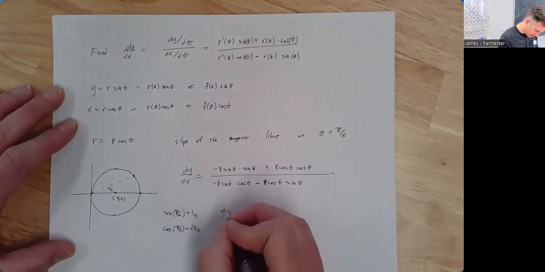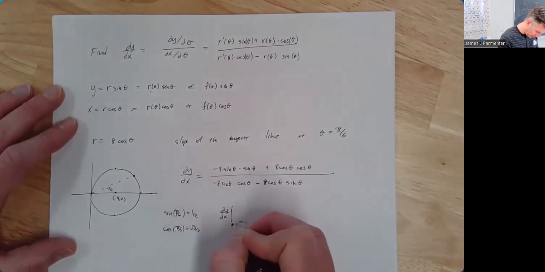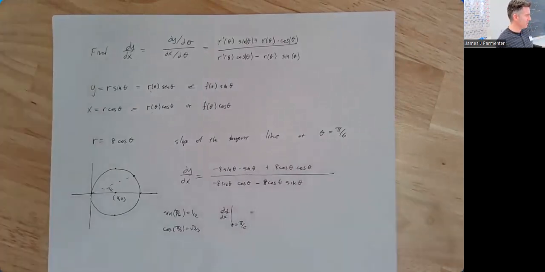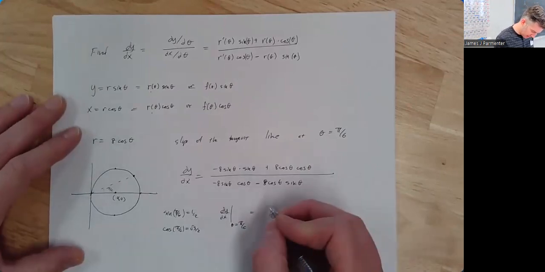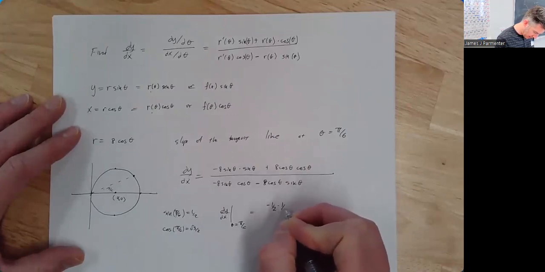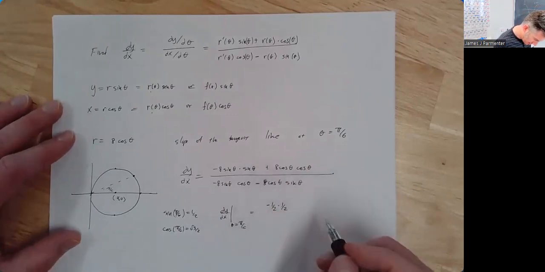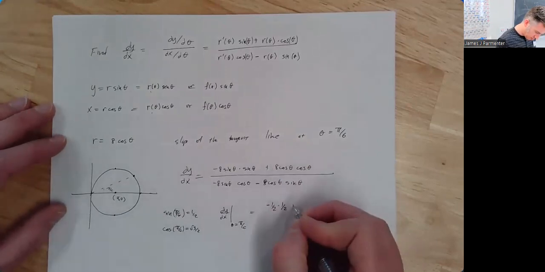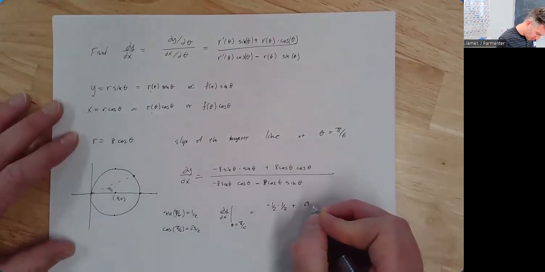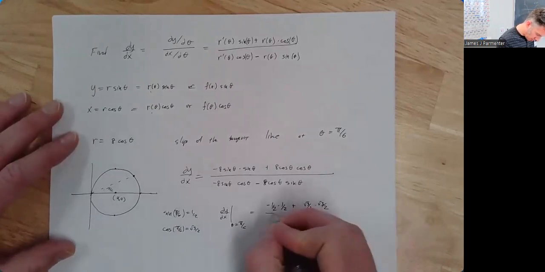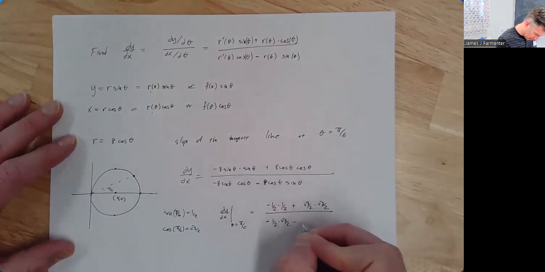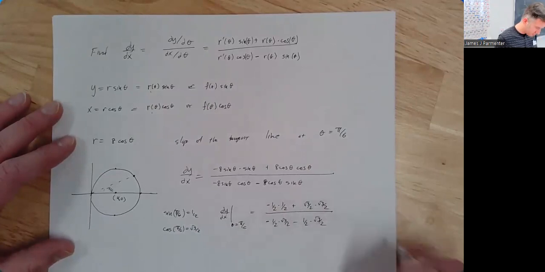So when we plug this in, dy/dx evaluated at theta equal to pi over 6. Let's factor out an 8 on the top and the bottom to cancel out. Cool. So we're left with negative 1/2 times 1/2 plus, is that really a plus? I was really hoping it wouldn't be a plus. Sure. Plus root 3 over 2 times root 3 over 2, over negative 1/2 times root 3 over 2 minus 1/2 times root 3 over 2.